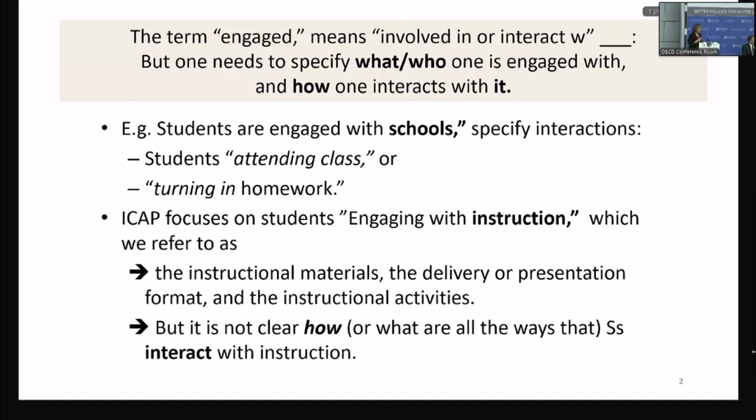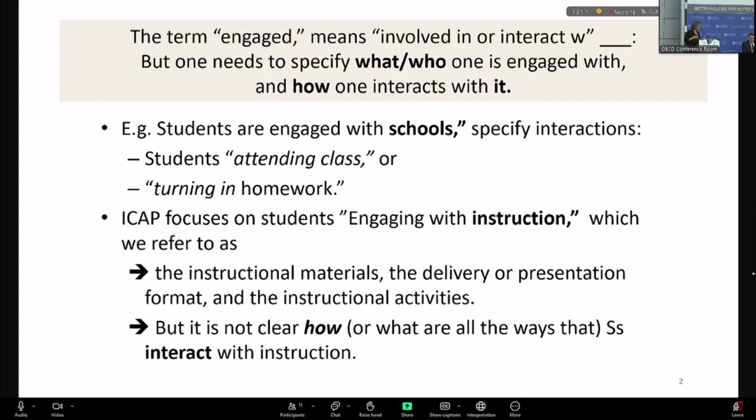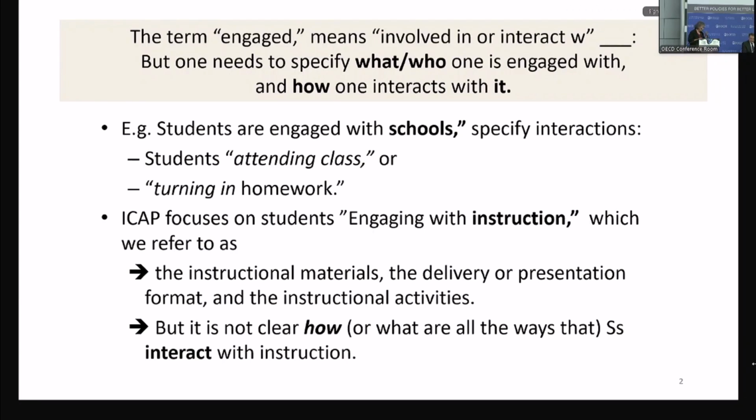So people use the term engage a lot in that general way, and it means involved in or interact with. But one really needs to specify who or what you engage with, and more importantly, how you interact with whoever you're engaging with. So suppose students are engaged in schools. Now you're specifying what the X is, schools. And once you say that, you can specify the interactions.